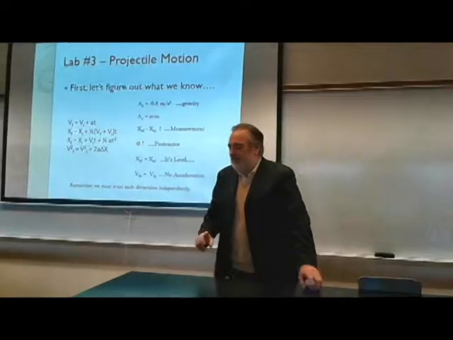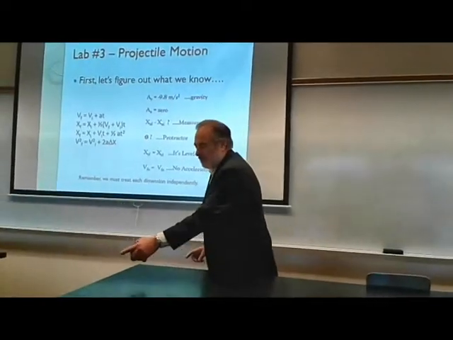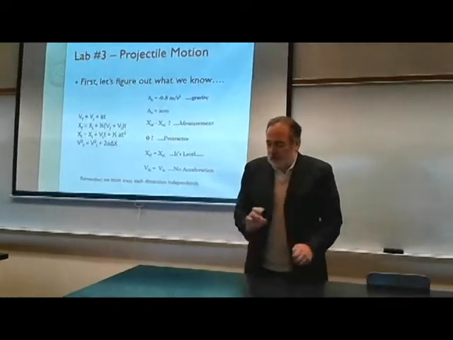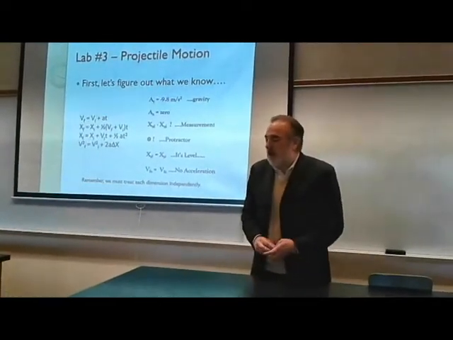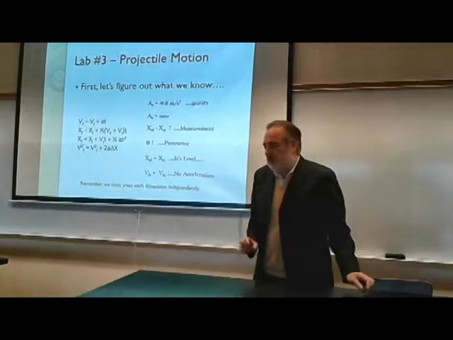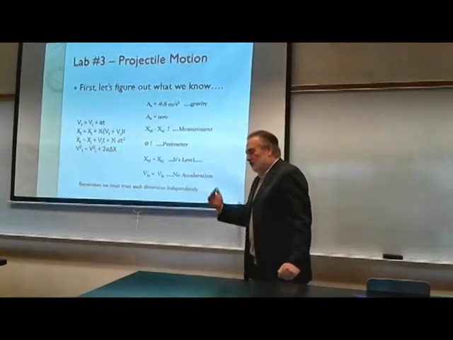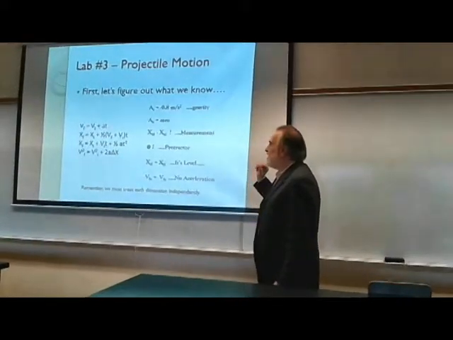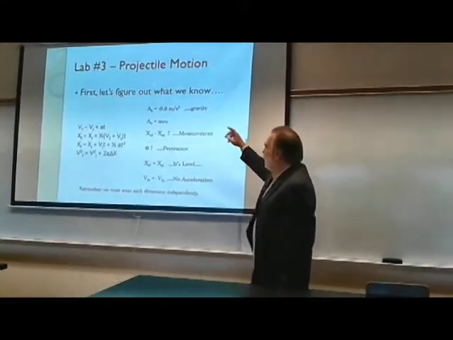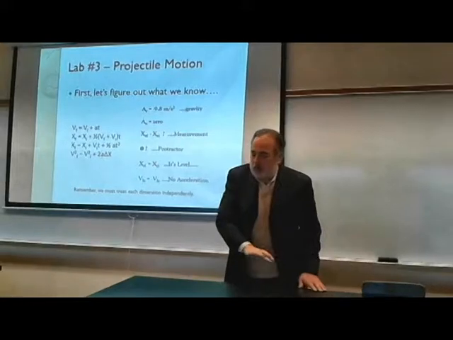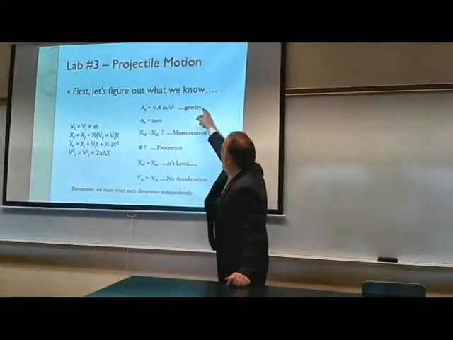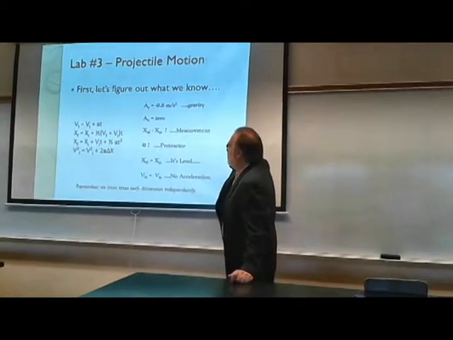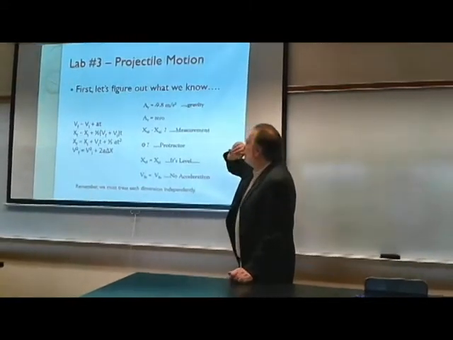There's no acceleration in the x direction because, of course, once it's launched, it's going to keep going, assuming there's no air resistance to speak of, so we will not have any deceleration. Of course, through the entire parabola, we have acceleration due to gravity, negative 9.8 meters per second squared.